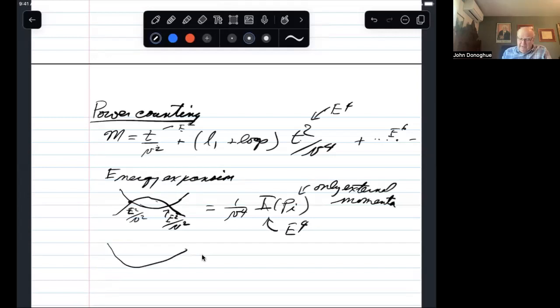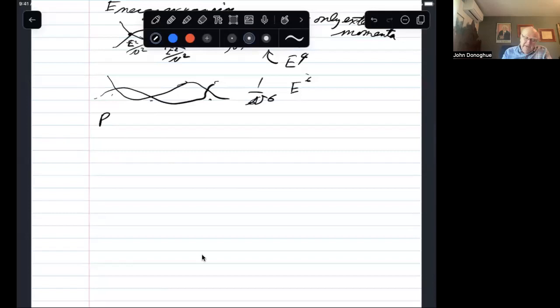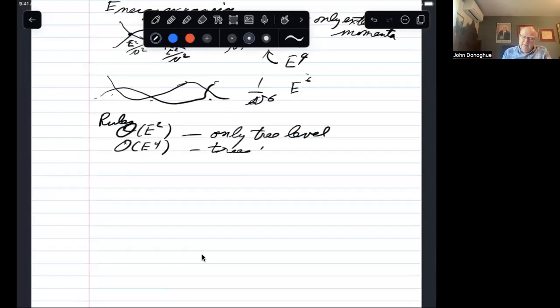If I did a two-loop calculation, let's try to draw that quickly. This goes like 1 over V to the sixth, V squared, V squared, V squared. And so this has to, without knowing anything, come out of order energy to the sixth. And so there's power counting rules: at order energy squared, you only need tree level. Order energy to the fourth, you need trees plus one loop. At order energy to the sixth, you need trees plus two loops. And this goes on.